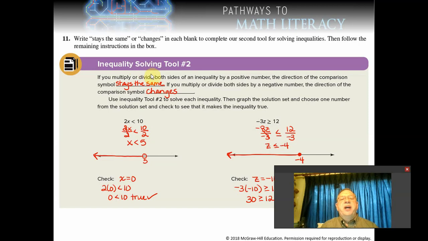So if you multiply or divide both sides of an inequality by a positive number, the direction of the comparison symbol stays the same. If you multiply or divide both sides by a negative number, the direction of the comparison symbol changes. You have to switch the direction. Here, we started out with this direction. I divide by 2, still the same direction. Here I'm dividing by negative 3. I've got to actually change the direction. So it was greater than, it is now less than or equal to.